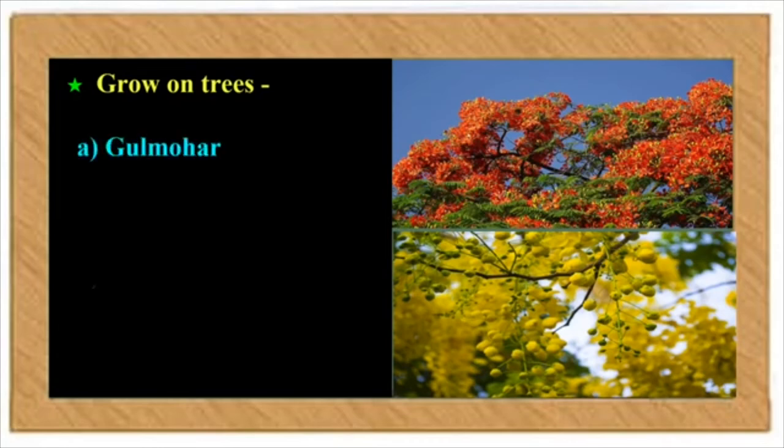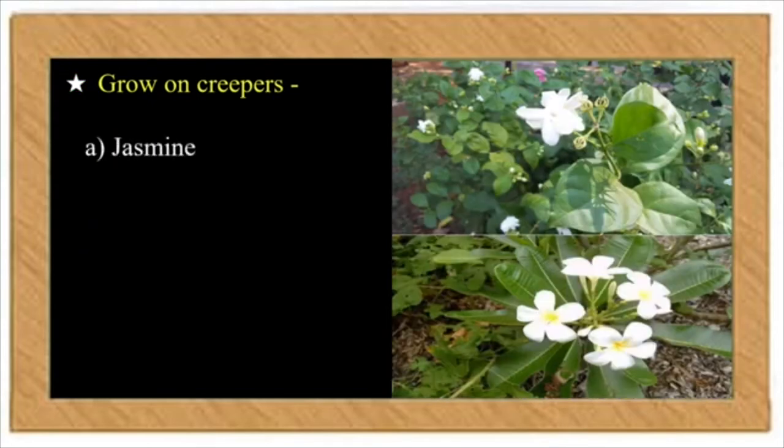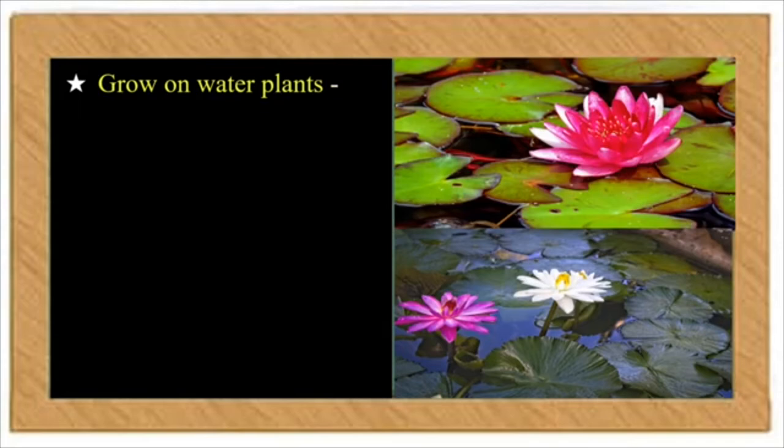Gulmohar and golden shower are beautiful flowers found on trees. Roses and lavender are found on bushes. You will find jasmine and champa closer to the ground on creepers. Lotus and water lily, which look a bit similar, are water plants and float on the surface of water in ponds.